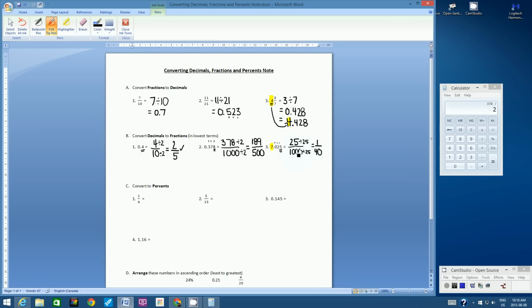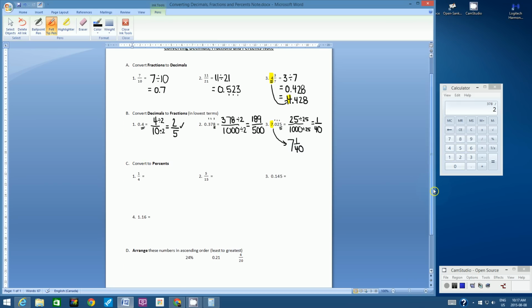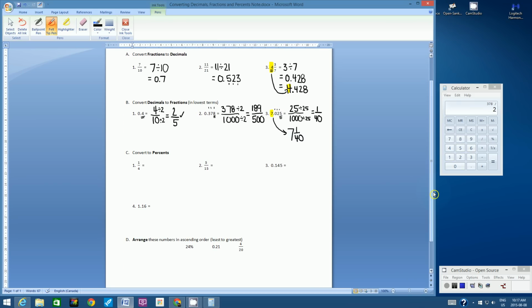Okay, so we're not done. Remember, we've got to bring this whole number down and create a mixed number. So we put 7 outside of the fraction, and then we add the fraction here. So 7.025 is actually a fraction of 7 and 1/40th. Okay, so that's section B. Let's go on to section C, converting to percents.